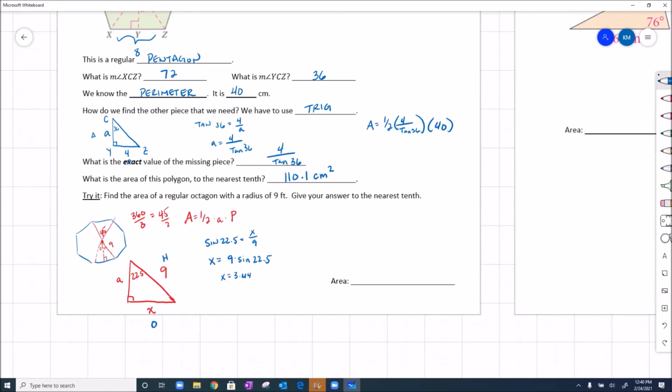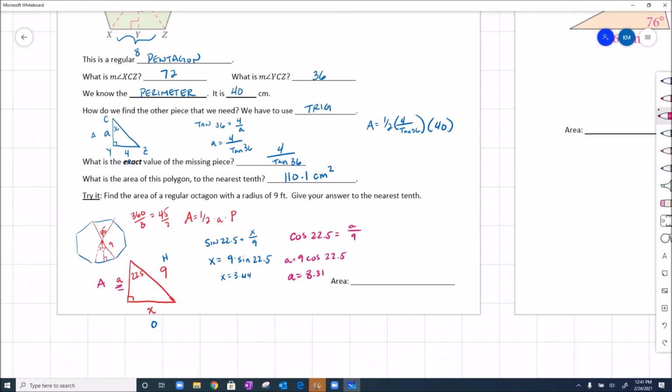Okay, moving on to find our apothem. Our apothem, I'll use pink for that. Our apothem is the adjacent side, and we know our hypotenuse, so we say adjacent over hypotenuse, cosine. Cosine of 22.5 equals adjacent A over hypotenuse 9. 9 times cosine 22.5 should give us our apothem. And that is 8.31.